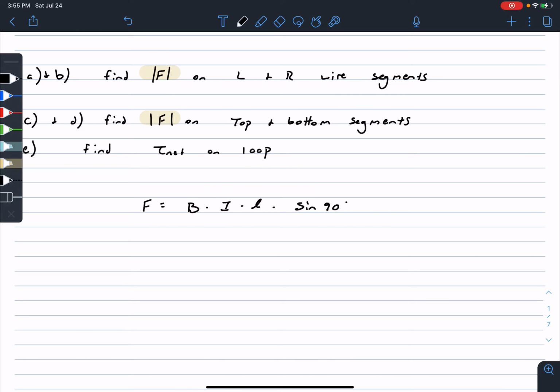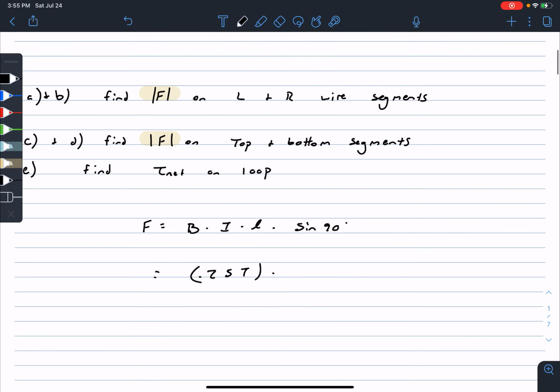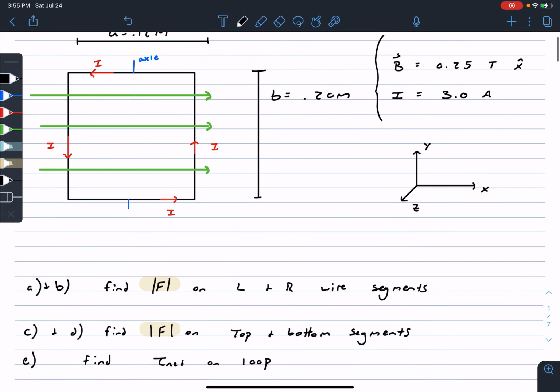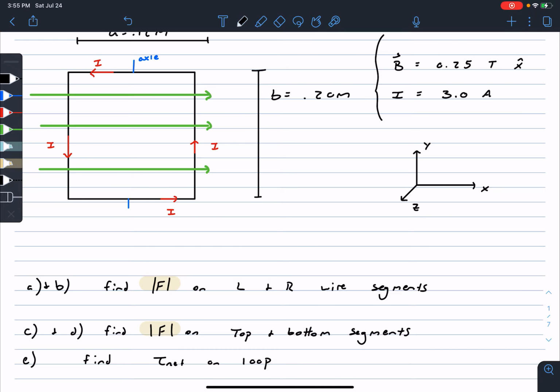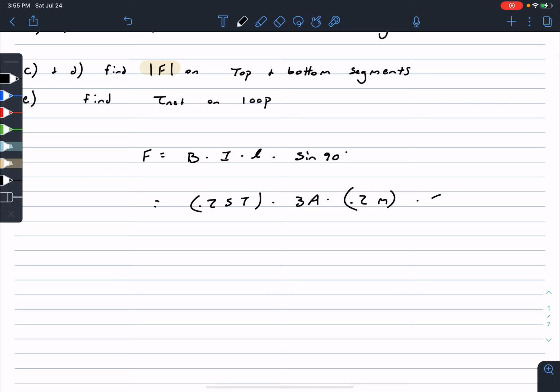Okay, so let's plug everything in that we have. That's going to equal 0.25 Tesla times the 3 amps times the length of the segment, which is 0.2. Sine 90 is 1, and that gives us a value of 0.15 newtons as our magnitude.